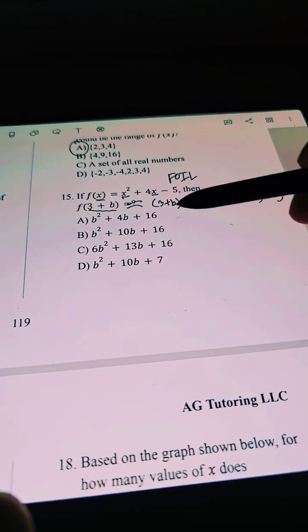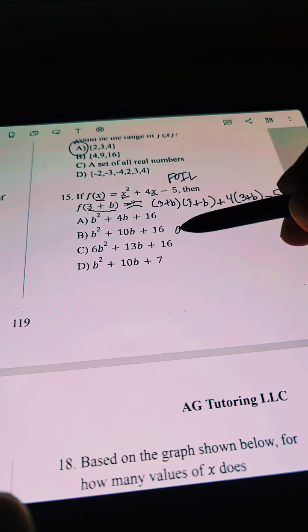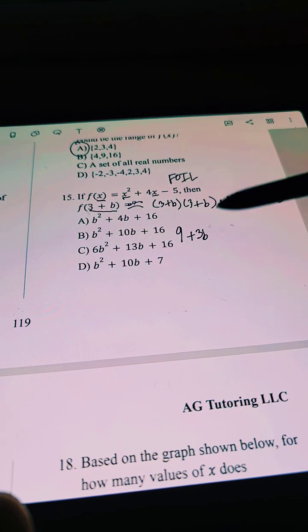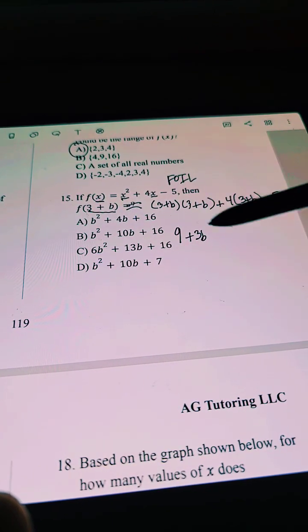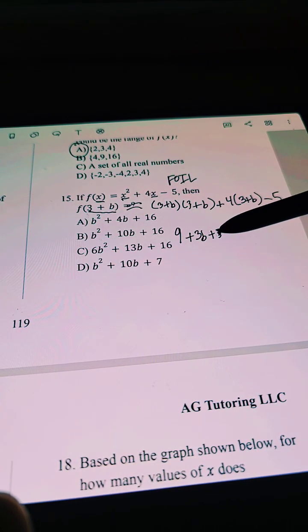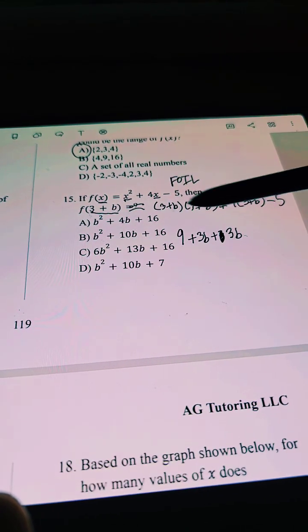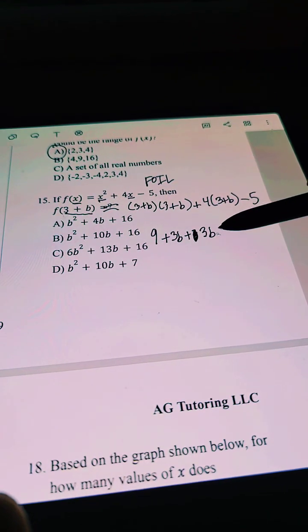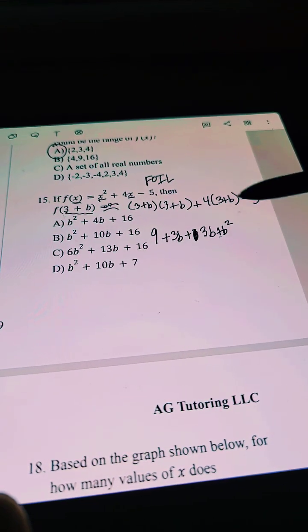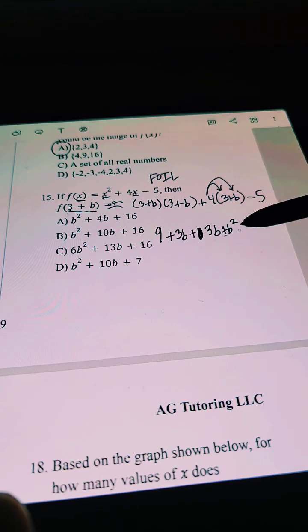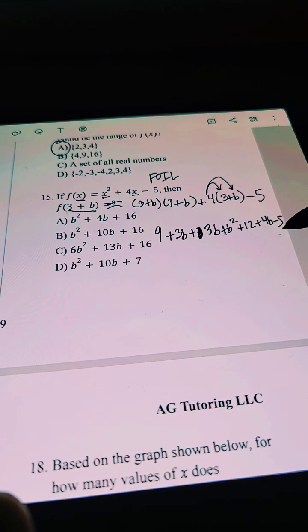FOIL is the acronym that stands for what you multiply. F is meaning that you multiply the first thing, so 3 times 3, which is 9. O is multiply the outer, so 3 times b, so that's just 3b. I is multiply the inner, so b times 3, 3b. And then L is the last that you multiply, so b times b is b squared. And then you're going to distribute this 4 to each of the terms in parentheses, so 4 times 3 is going to be 12, and 4 times b is 4b. And then minus 5 we just copied down.